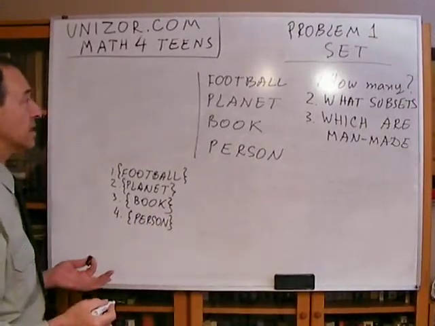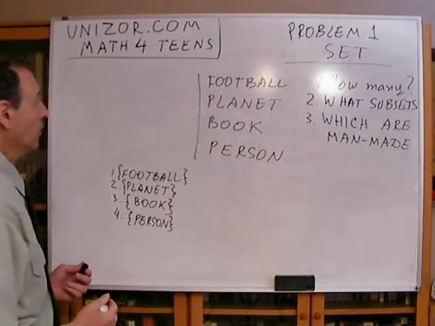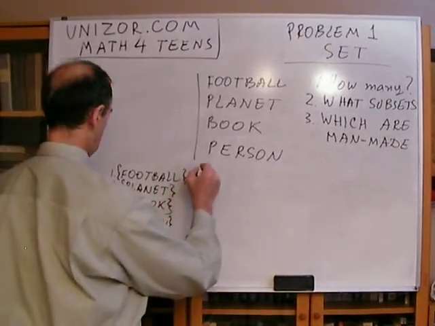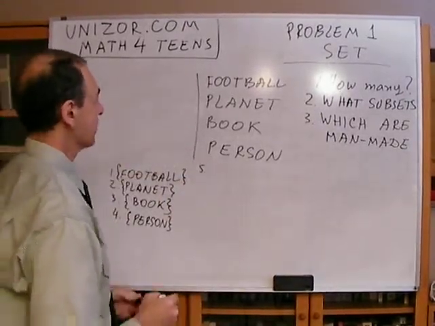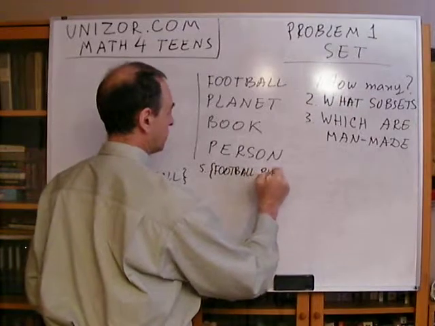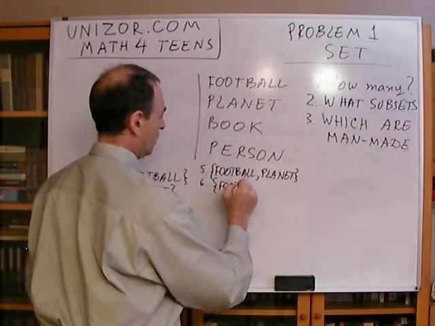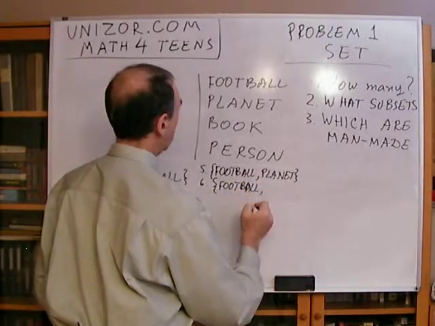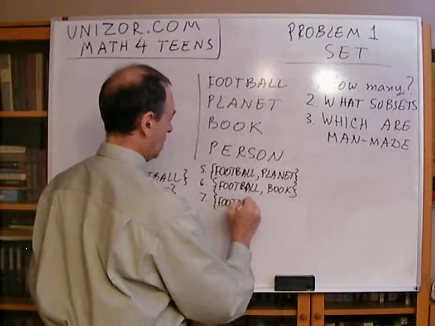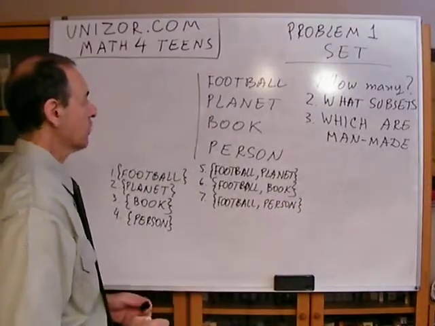Obviously, we can combine these elements into pairs, and each pair would be a subset by itself in its own right. Well, there are many different pairs here. Actually, there are the following ones. Five. Let's combine football with something else. So it would be a subset which contains football and planet. Six. Football and book. And seven. Football and person. Okay, these are all the pairs which contain football.